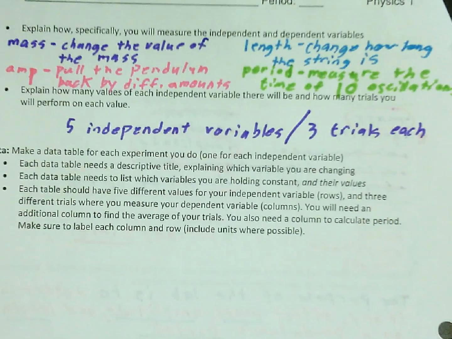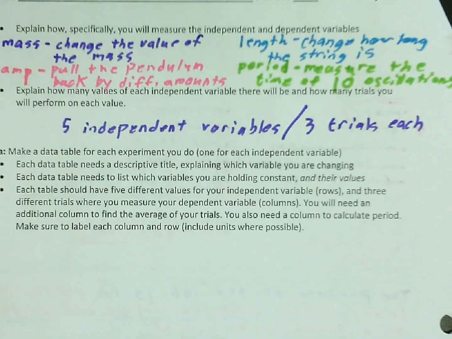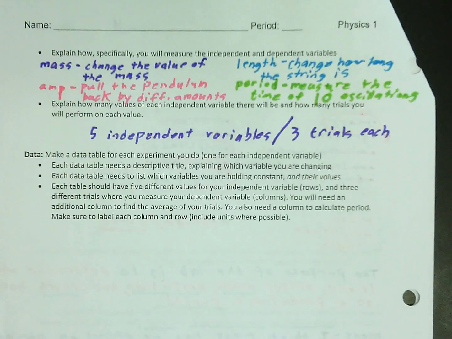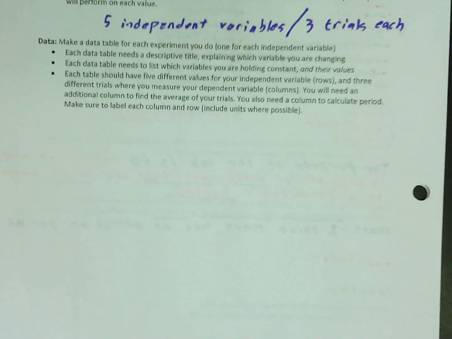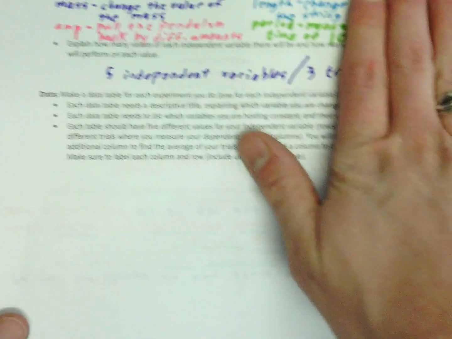Let's make these data tables and then let's do some measurements. All right. You are going to need to make 3 data tables. You may not be able to fit them all on this page. If you can't fit them on this page, the back page is blank. So you can do the rest of them on the back. I'm going to show you how to do one of them, and then you will make the other 3.